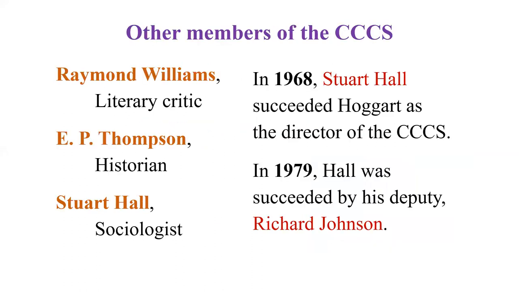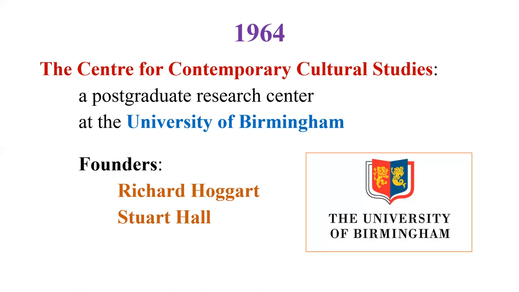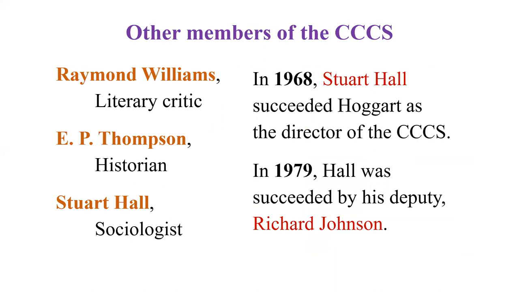Then what happened? Let's look at some of the other members of that center. Let's abbreviate this: Center for Contemporary Cultural Studies, CCCS. These are the major members of the CCCS. Raymond Williams, literary critic; E.P. Thompson, historian; Stuart Hall, sociologist. And look at their designations, which itself says that this field demands scholars across disciplines. Cultural studies is not limited to literary studies or historians or sociologists. Anyone can contribute to this field because everything is related to culture. So Raymond Williams, a literary critic, E.P. Thompson, a historian, Stuart Hall, a sociologist.